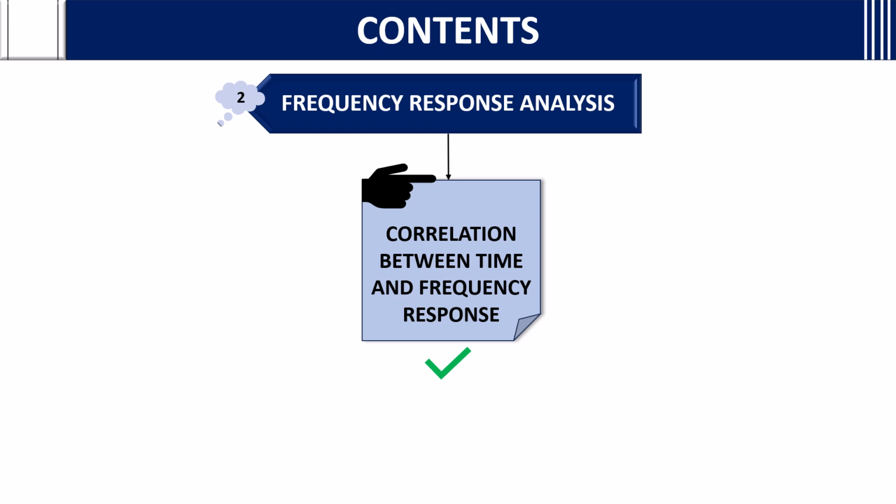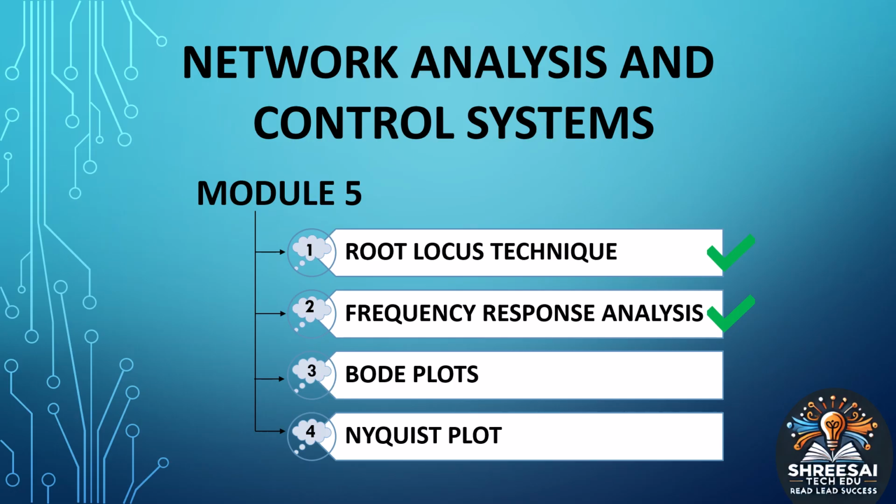So by this, the correlation between time and frequency response of a second order system under chapter 2 is done. Only one topic is there under chapter 2. So by this, module 5 chapter 2 is also completed. After this, I'll start chapter 3 of module 5 with a new video. For now, I'm stopping the video here. I have completed the first chapter and the second chapter. The next chapter is Bode plots. I will start the video from Bode plots.